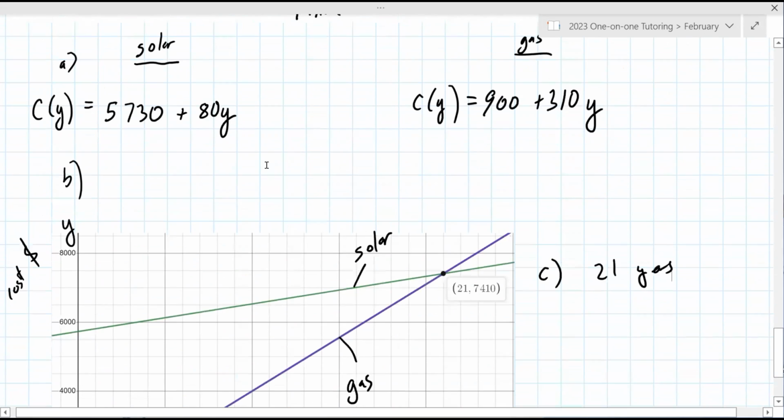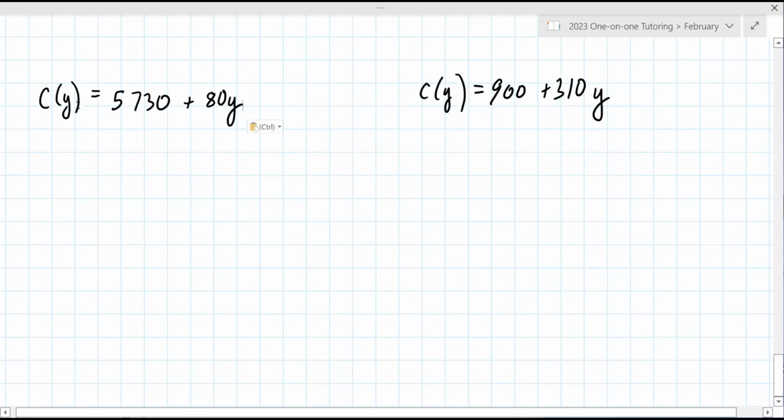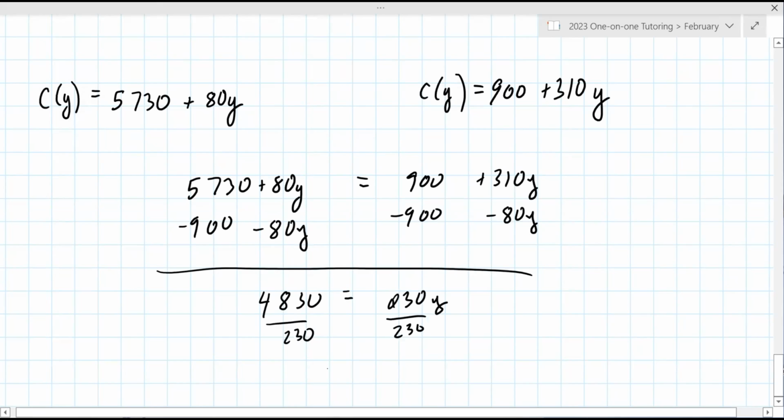You can alternatively solve for the intersection of these two equations, which we'll do down here at the bottom. You just set them equal: 5,730 plus 80y equals 900 plus 310y. Subtract 80y from both sides. Subtract 900 from both sides, and you get 4,830 equals 230y. Divided by 230, that equals 21 years. I don't know if you need to show all that, but that would be the show-your-work part if you needed it. All right, this is a good place for us to stop here.